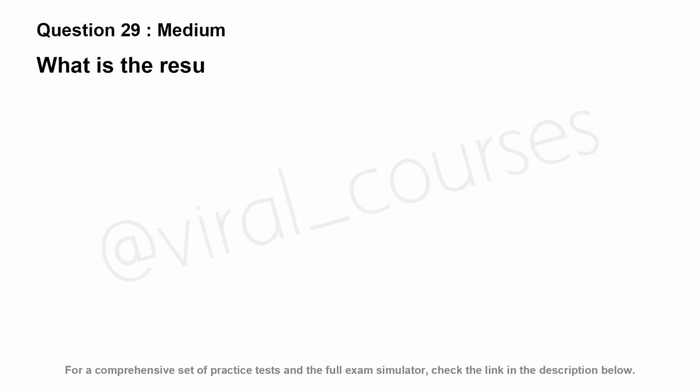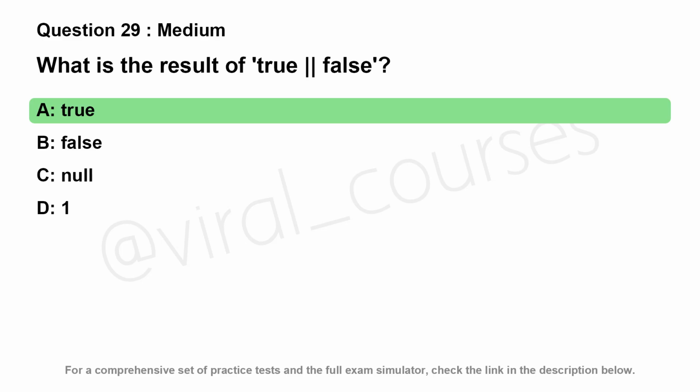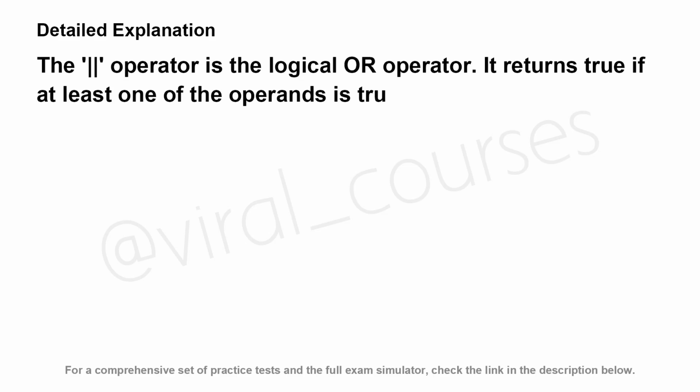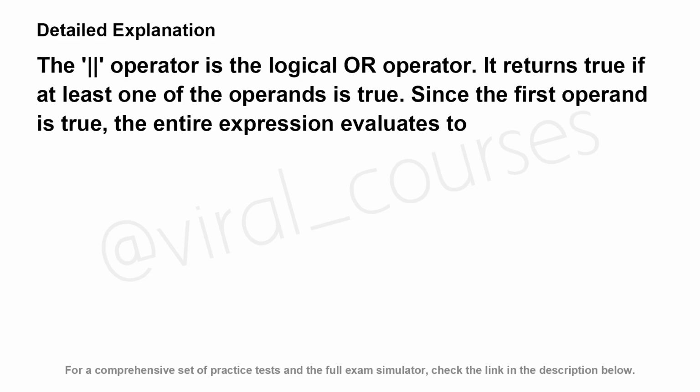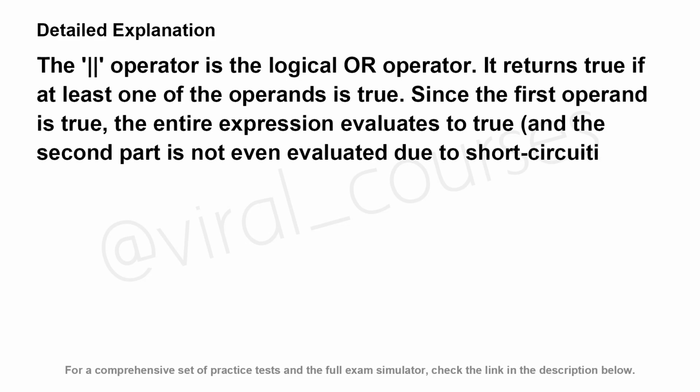What is the result of true || false? Option A, true. Option B, false. Option C, null. Option D, 1. The correct answer is A. The || operator is the logical OR operator. It returns true if at least one of the operands is true. Since the first operand is true, the entire expression evaluates to true, and the second part is not even evaluated due to short-circuiting.